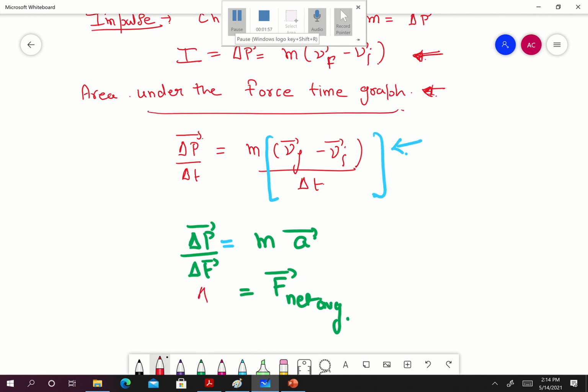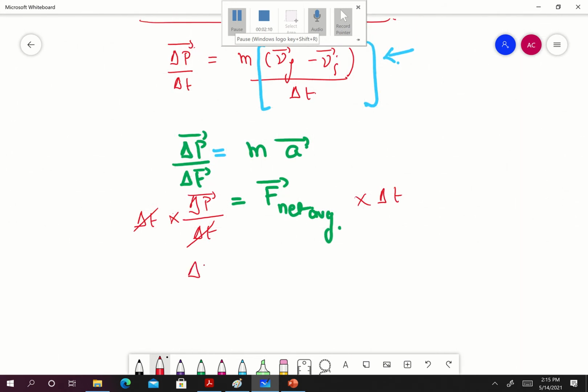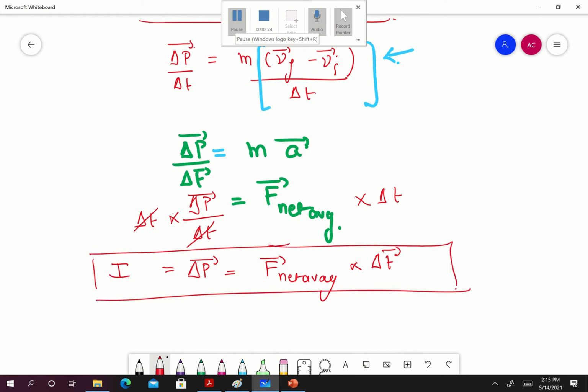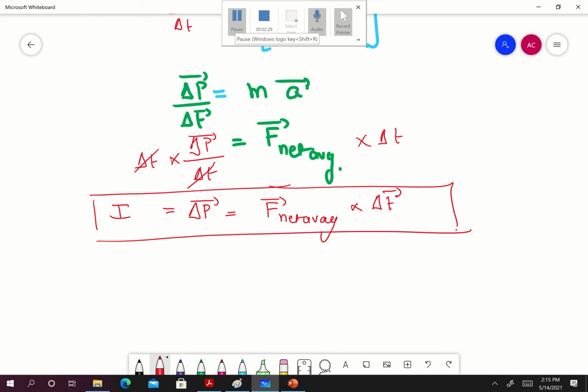And then I'll cross multiply both sides with delta t. So this becomes delta P equal to F net average multiplied by delta t. And delta P is also equal to impulse, we know that. So thus impulse can be found out in two ways. One is by the change in momentum, another by taking the area under the force time graph.